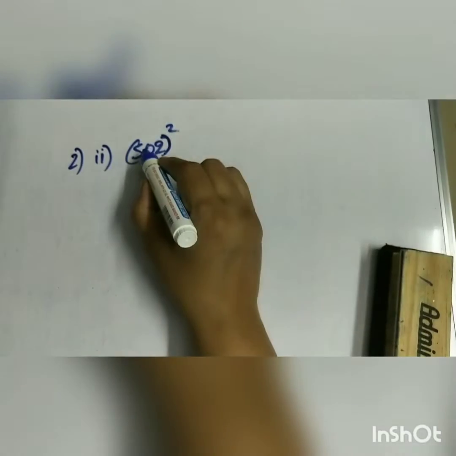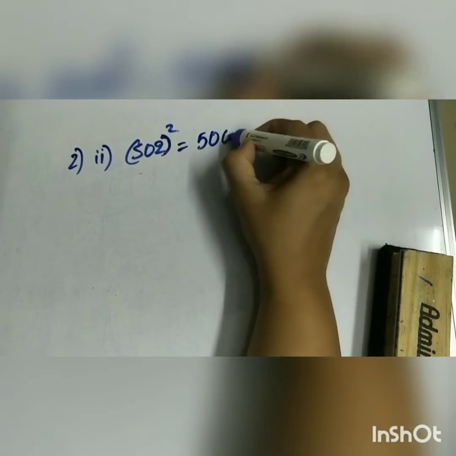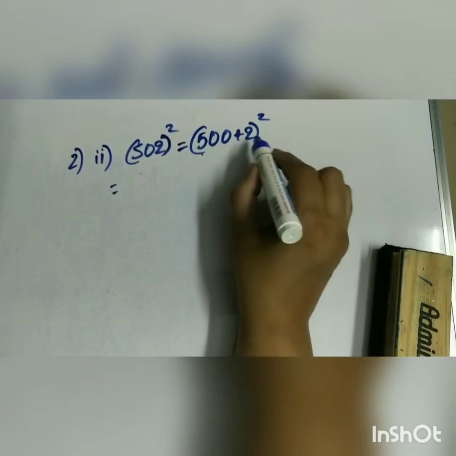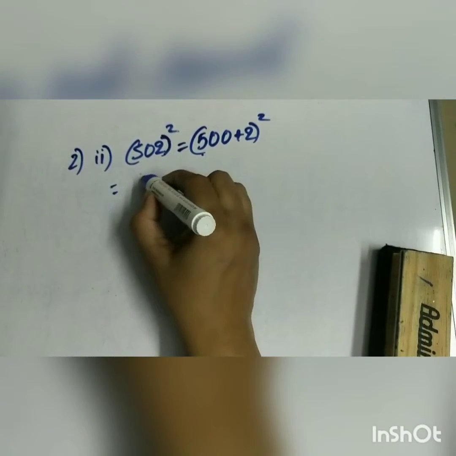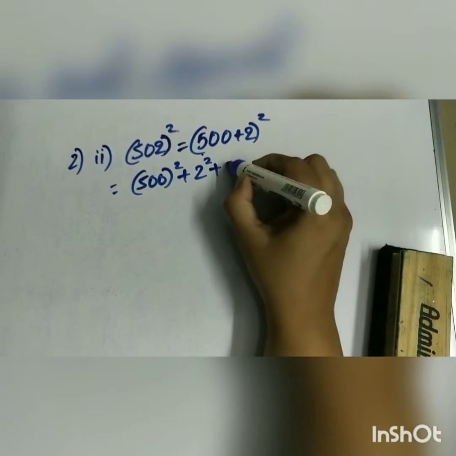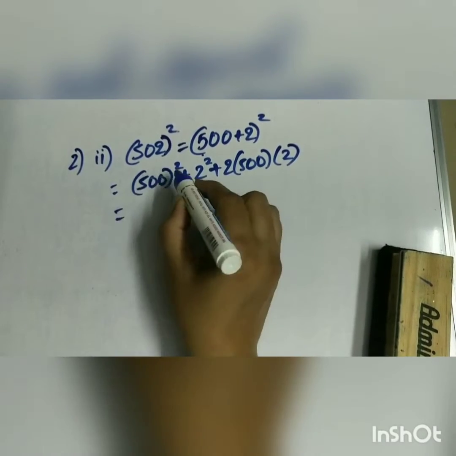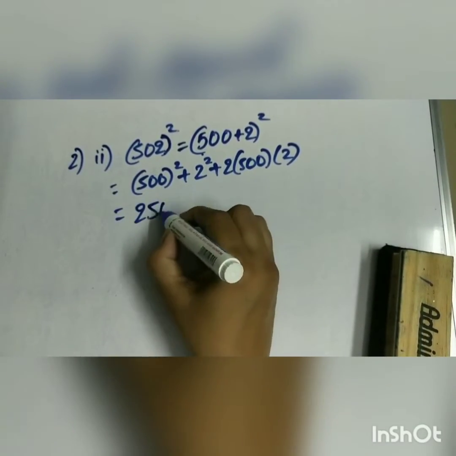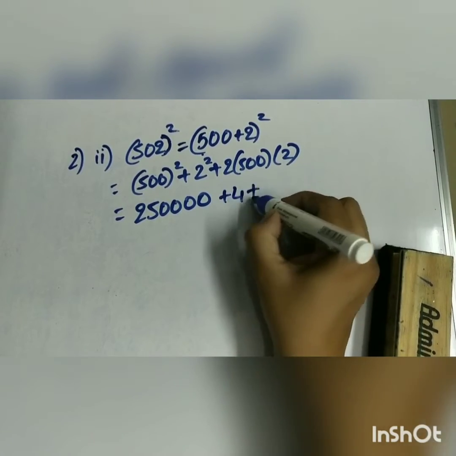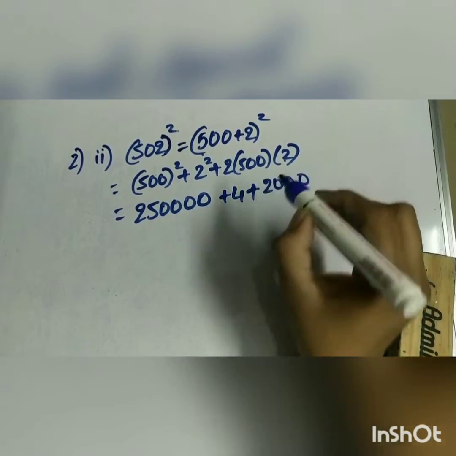Second question, 502 whole square. 502 can be written as 500 plus 2 whole square, right? So I am going to apply the (a plus b) whole square identity. So, 500 square plus 2 square plus 2 into 500 into 2. When I square it, I get 2,50,000 plus 4 plus 2 2s are 4 and 2,000, right?